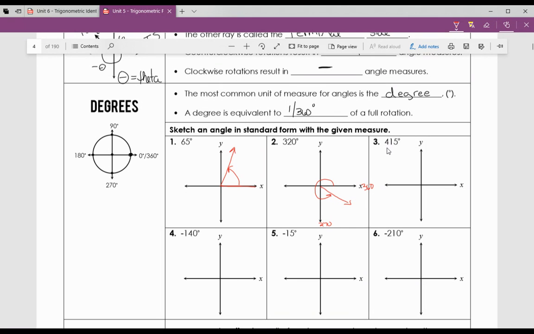Now, since 415 is bigger than one complete 360 rotation, I'm going to start on positive x. I'm going to rotate around one full time, and then I need to calculate how much more. So I'm going to take 415 and subtract 360 from it. What do you get when you subtract 360 from 415?